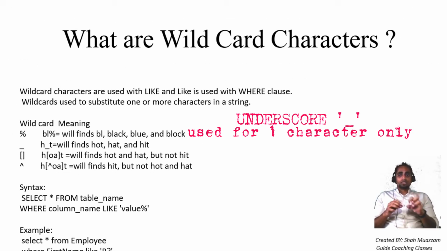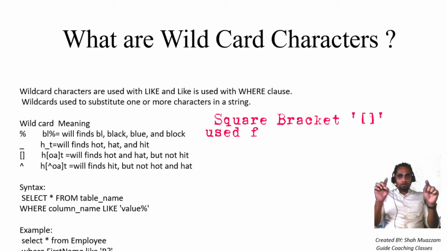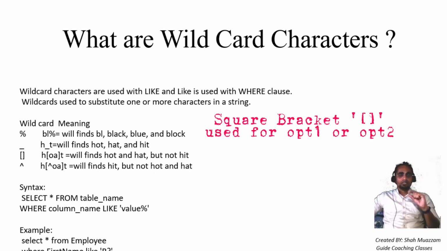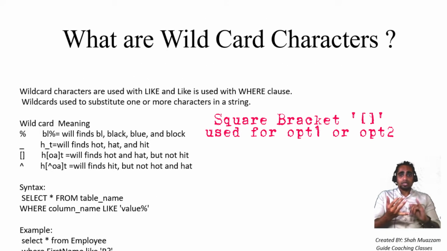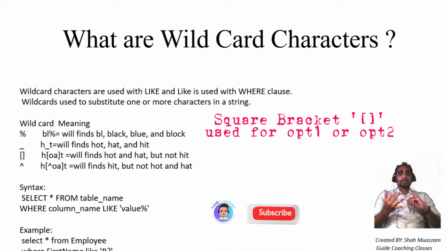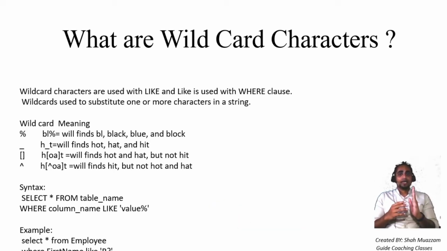What is in the middle of that particular word? It could be O or it could be A, that is hot or hat. I will put into square brackets the characters which I'm not sure about, so it could be A and it could be O: HOT and HAT. These two results will be fetched, but it won't fetch hit because I is not present.